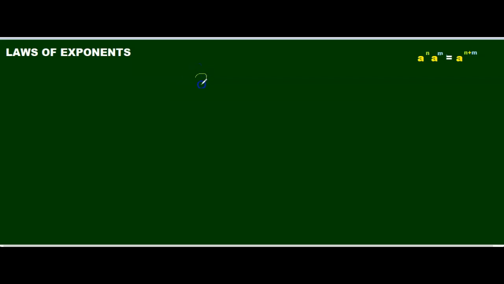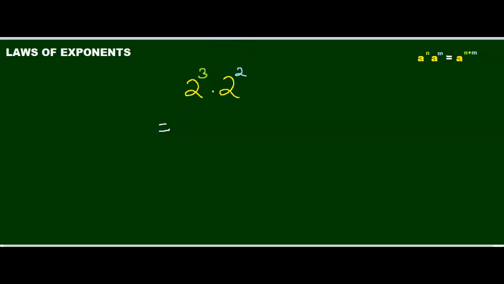Let's say we have 2 to the power of 3 times 2 to the power of, say, 2. Okay, now as long as we have the same base, the laws of exponents say we can add the exponents together. But let's prove it.